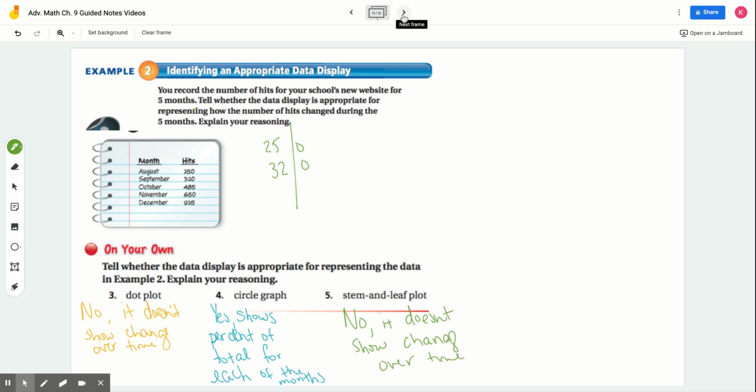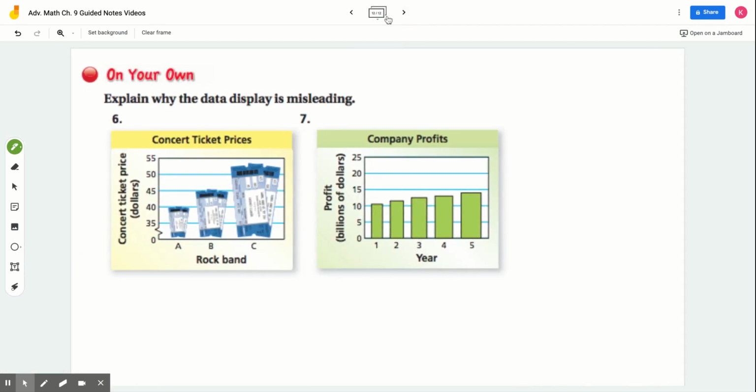The next thing we're going to be talking about is, is the display misleading? So is it tricking you to think something different than what the data is actually telling you? So take a look at number 6. So we can see here that they're selling tickets for a concert for a rock band. So 3 different rock bands. You have Group A, Group B, and Group C. And the concert ticket price in dollars. So is this display misleading? And if so, why? Take a minute and see if you can come up with why this data is misleading.